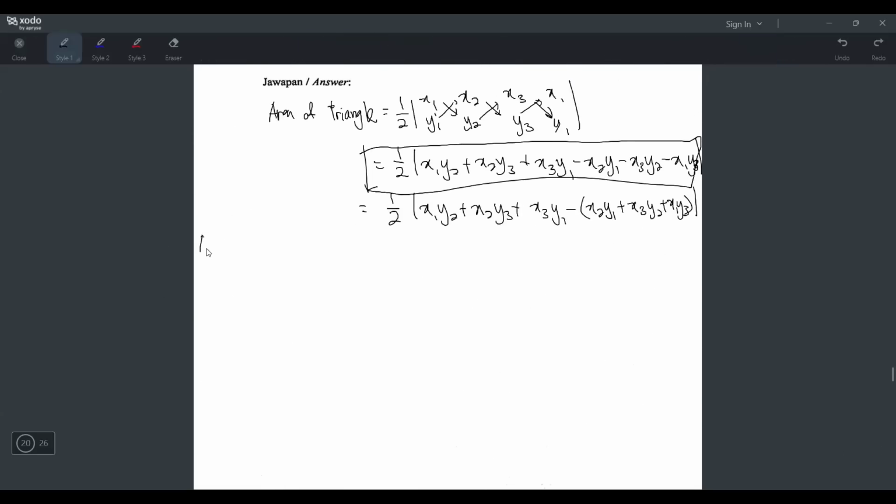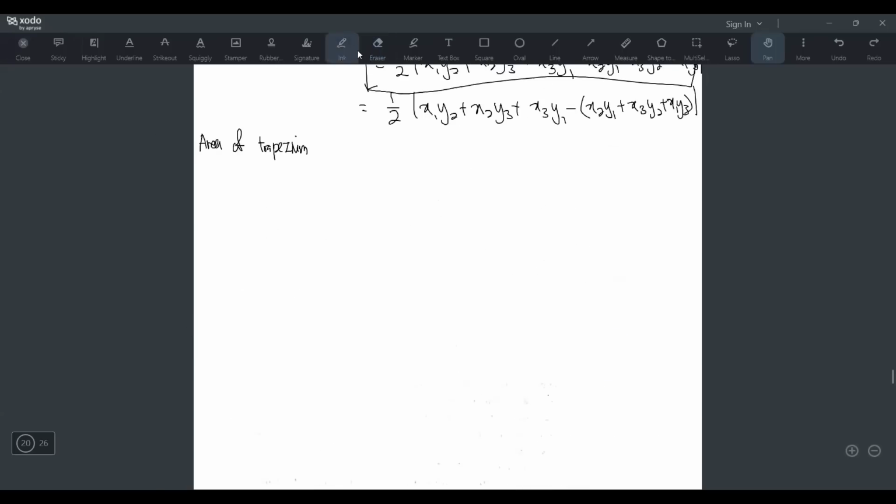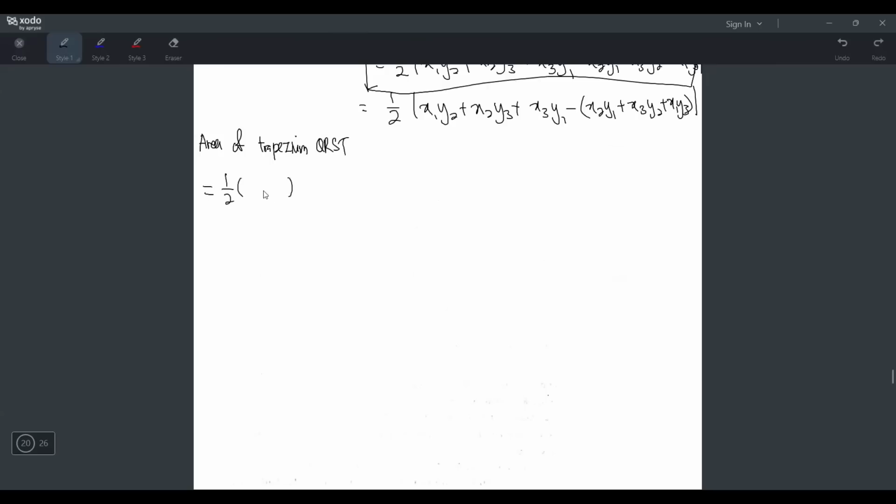Let's find out the area of this trapezium. Can I label it? If I can label it, I should label it. Yes, we can label it QRST. So let's write nicely. QRST. The formula for the area of a trapezium will be 1 over 2 times the sum of parallel lines, times the distance between the parallel lines.